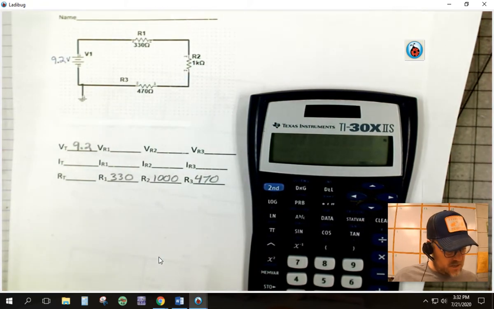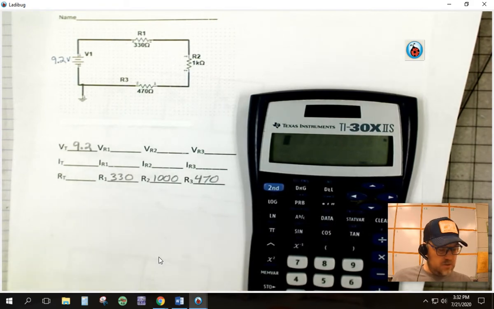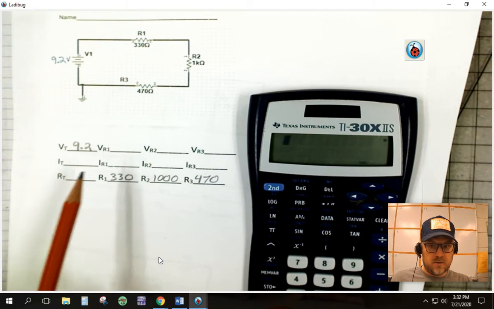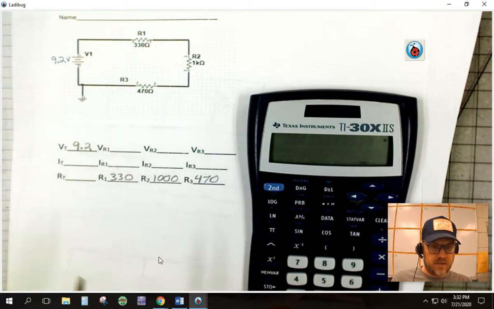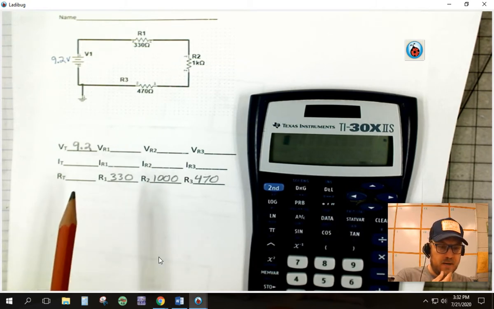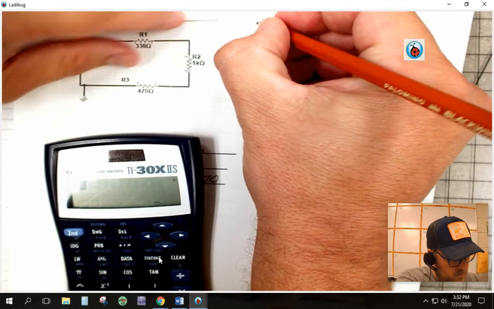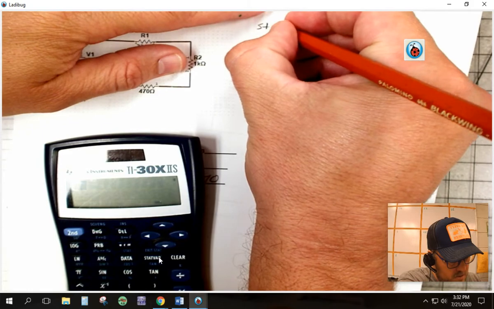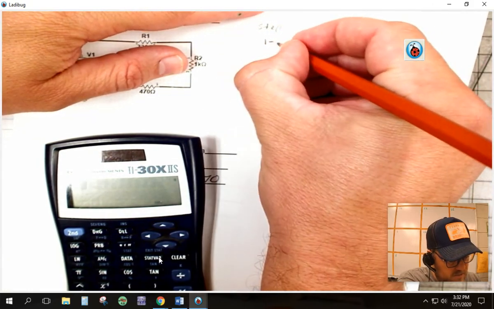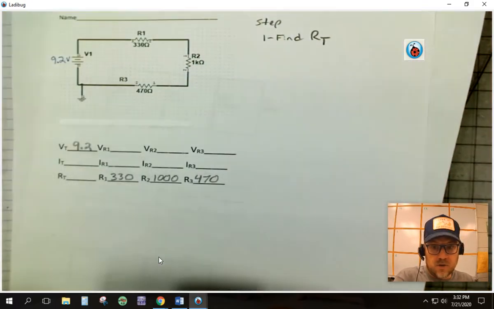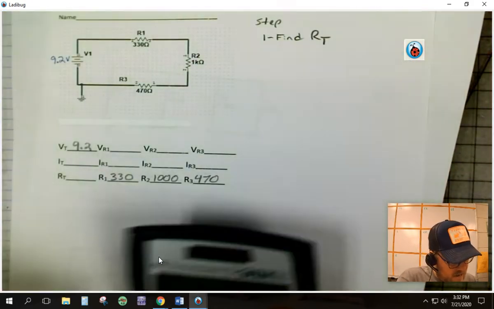Now I'm going to say, okay, what else? Is there anything else that I can ascertain from the information that I've been given? And there's nothing else that I can put out here. So step one is going to be to find my resistance total, because that's what I can do next. If I'm taking a note about what I'm doing, I'm going to say step one is to find the RT. I'm going to do that by adding those up.